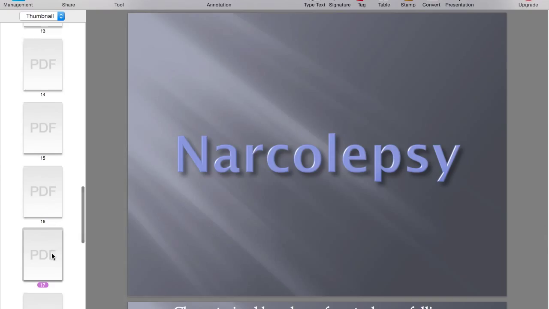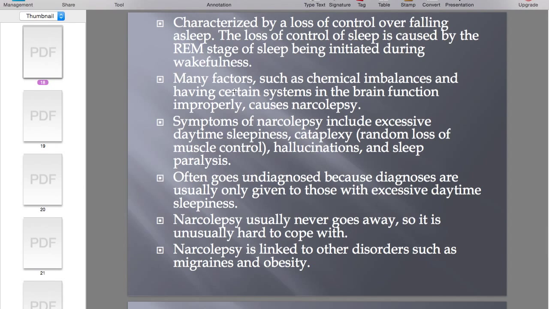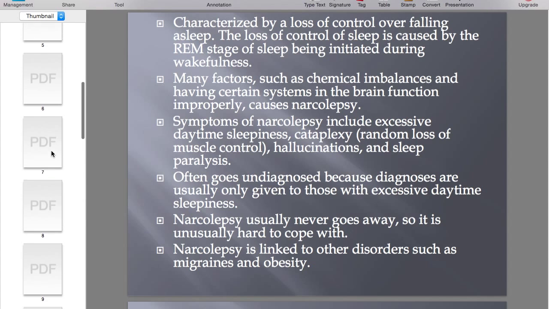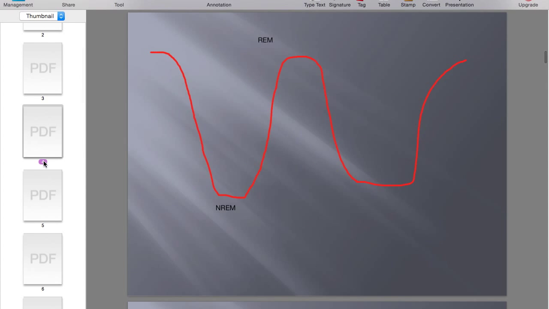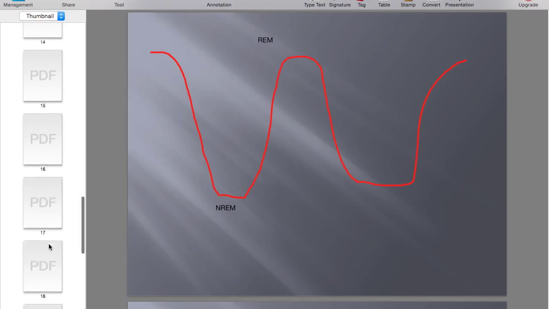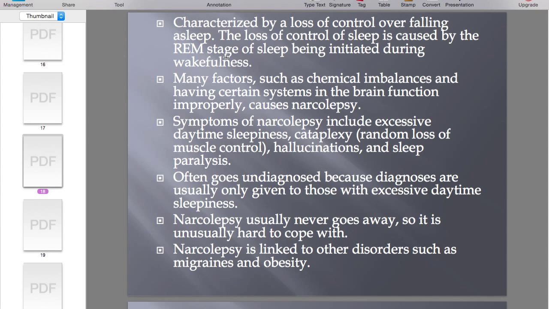Narcolepsy. It's a pretty strange sleep disorder. If you've heard of it, you've probably heard of how it causes you to lose control over falling asleep. And this is really caused because those with narcolepsy, the REM stage of sleep that we talked about earlier, right here, the REM stage of sleep, which is where all the dreams and other things occur, is just triggered randomly, so you just fall asleep at random times.